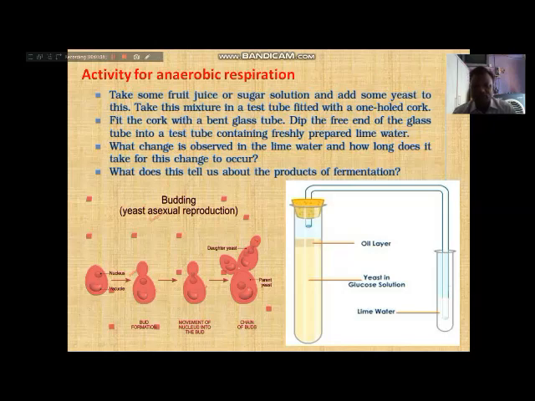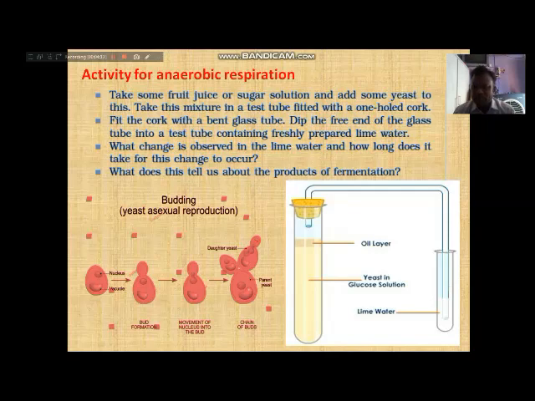Now in this picture you can observe there are two test tubes. In one test tube we have taken lime water. In another test tube we have taken glucose solution or sugar solution. In the test tube with the glucose solution, we are adding some amount of yeast, that is baker's yeast, the yeast which is used for bread preparation. To this test tube we have fitted a cork with only one hole. This test tube is connected with the other test tube with a bent tube. Now this setup is made and we keep it for about 6 hours or 1 day.